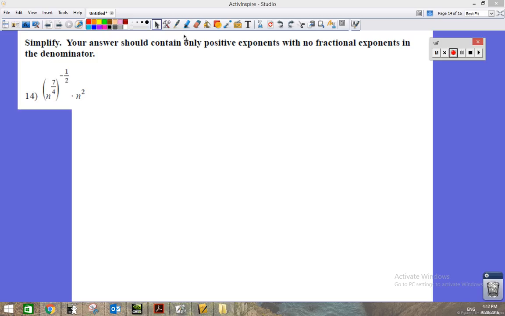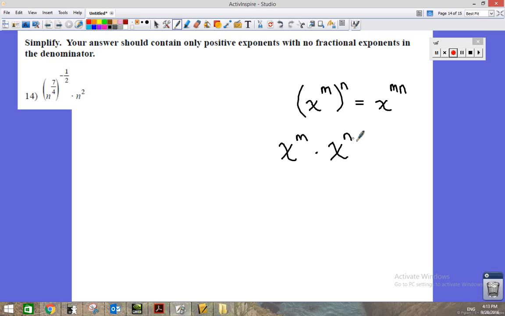We're going to use multiple properties here to get our final answer. When I have a power raised to a power, if you have some base and it has an exponent, and that is being raised to an exponent, you multiply these exponents. If you have a base raised to an exponent and you have the same base raised to a different exponent, here we add these two exponents together. If we have a base raised to an exponent divided by the same base raised to a different exponent, we take the exponent in the numerator and we subtract the exponent in the denominator.